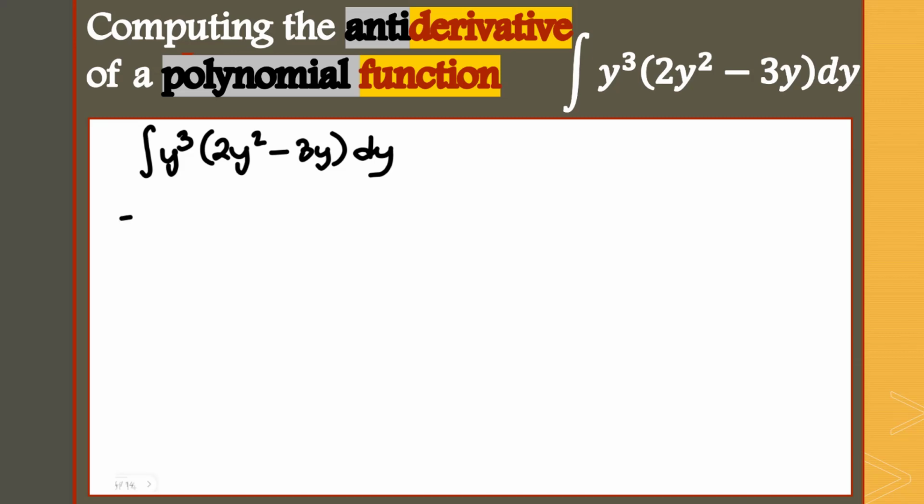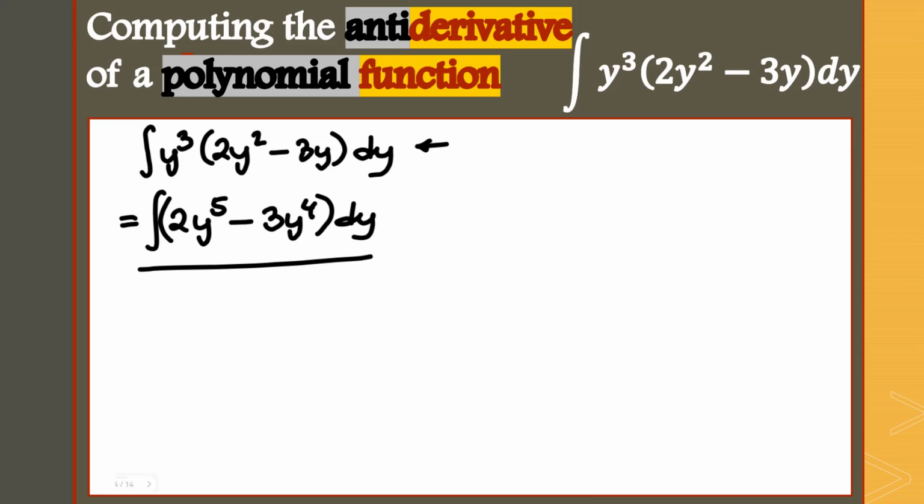So we have the integral of 2y to the power of 5, using the laws of exponents, minus 3y to the power of 4 dy. So from this complicated expression, we have just a binomial expression, which is easier and similar to the previous examples. Take note that we are adding exponents here because we have applied the multiplication law of exponents. So let's now use the sum and difference rule by separating them into two different terms.